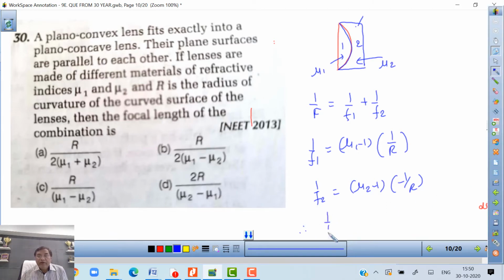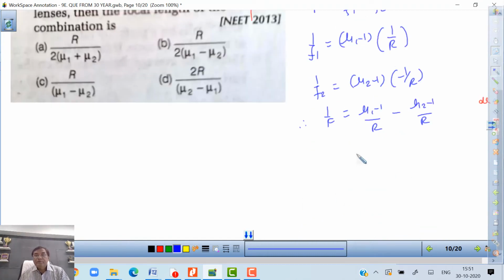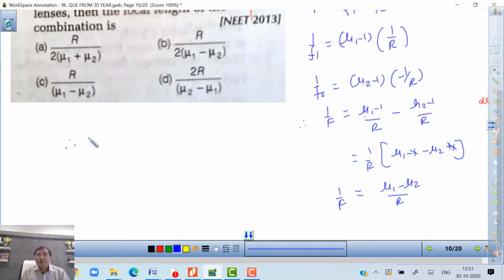Therefore we get 1 upon f is equal to mu1 minus 1 upon r minus mu2 minus 1 upon r. Here also r. So we simplify it, 1 upon r, mu1 minus 1 minus mu2 plus 1. So this is cancelled out. So we get mu1 minus mu2 upon r. This is 1 upon f. So f is equal to r upon mu1 minus mu2.